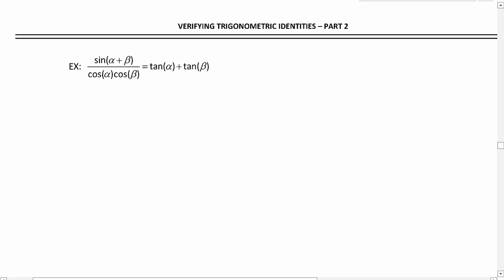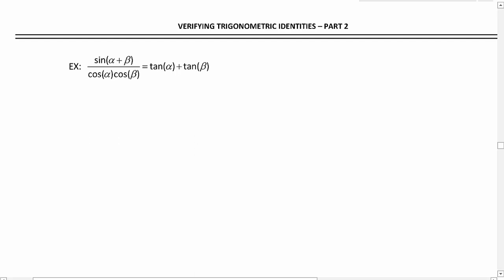I also feel like since we're starting with sine and cosine on the left and we're ending with tangent on the right, that I'm betting that my second to the last step is going to be sine alpha over cosine alpha plus sine beta over cosine beta to get me that tangent of alpha plus tangent of beta.